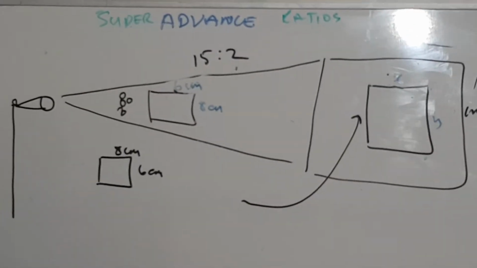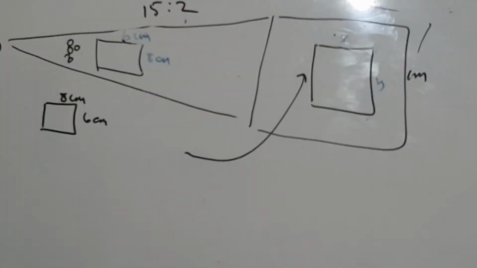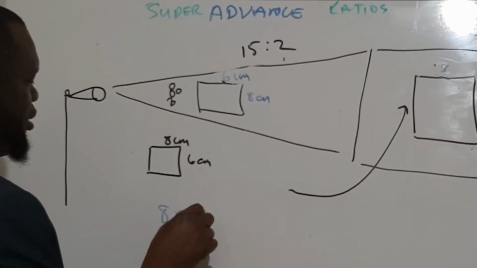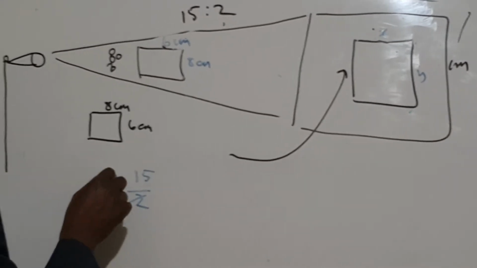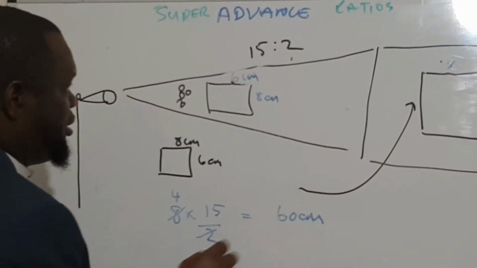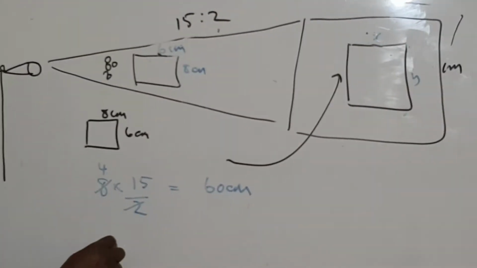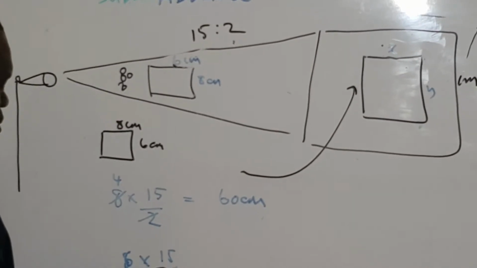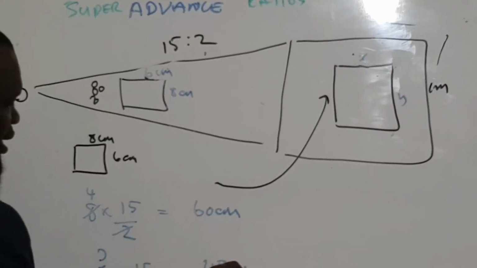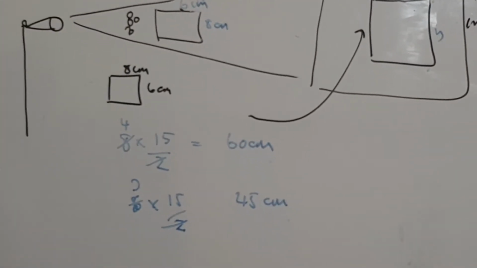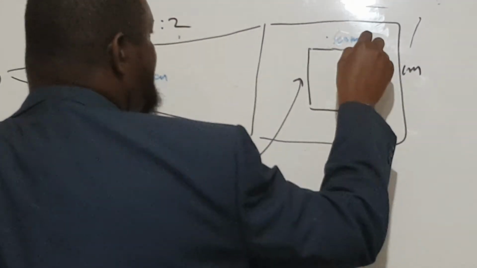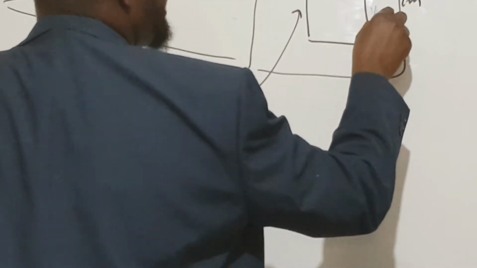So we're going to say the first dimension is 15 over 2 times 8, which will be 60 centimeter. And this other one, 6 times 15 over 2, which will be 45 centimeter. Is that correct? Yeah. So this will be 60 centimeter and this will be 45 centimeter on the screen.